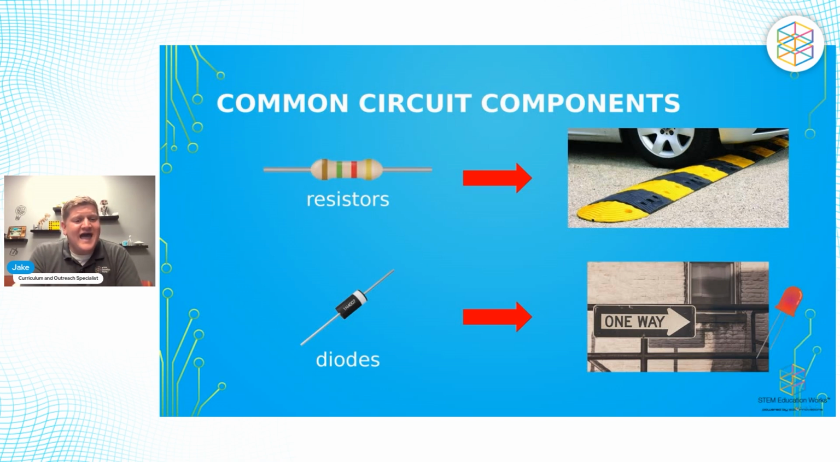And next up, we have diodes. Diodes are a little bit more complex because basically what a diode does is it only allows current to flow through in one direction in the part of the circuit where you insert it. So you can think about it like a one-way street.